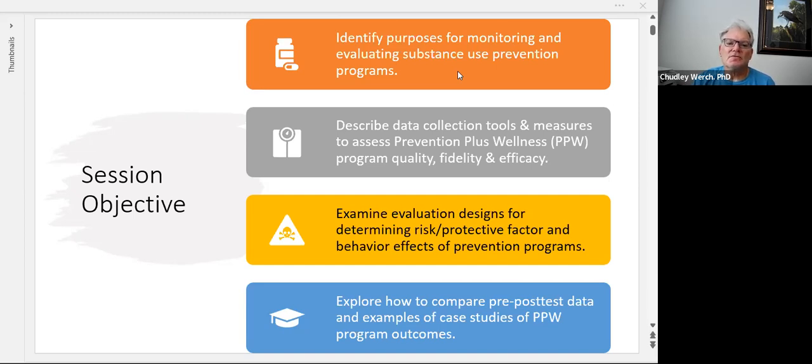Question 2, what types of data collection measures are you most interested in for your prevention programs? And the number 1 item was outcome. In other words, what are the results? Those could be risk and protective factors. Those could be actual substance use or other health behaviors. So that's number 1. And then that's followed by process and quality.